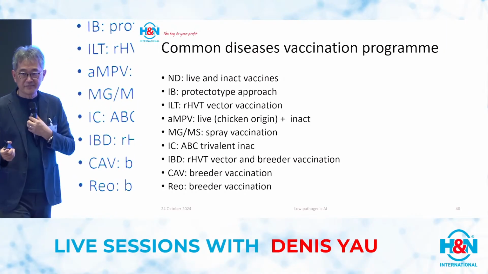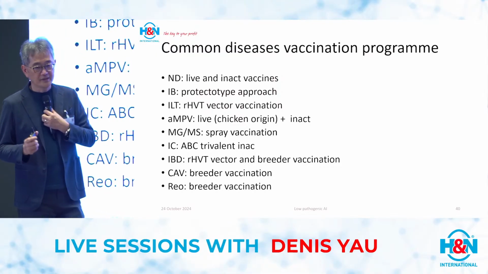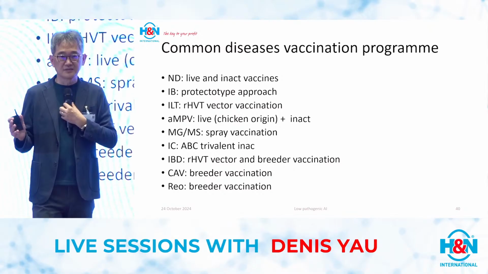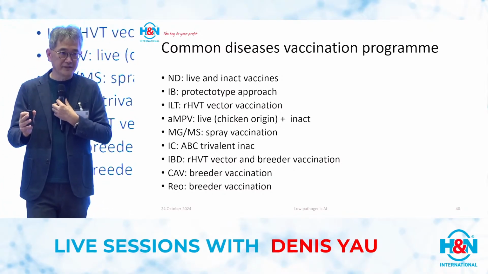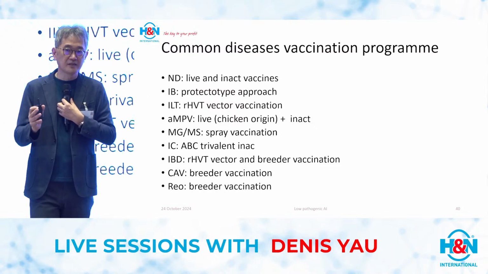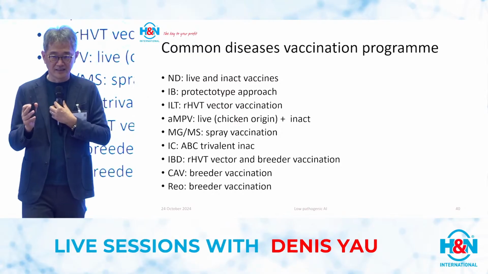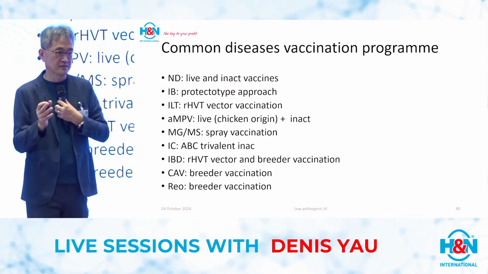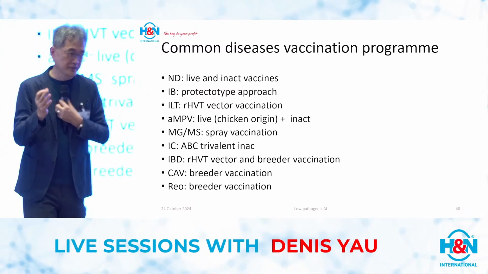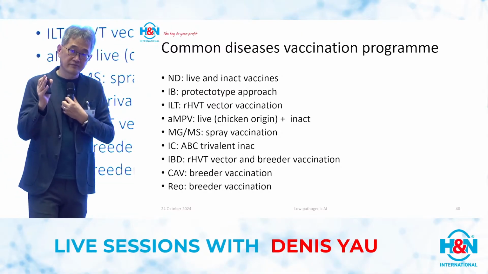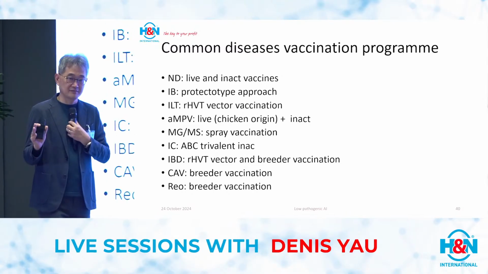And then chicken anemia virus. I don't know whether this is very commonly used in the breeders, but believe me, CAV needs to be a breeder vaccination like AE, avian encephalitis. As responsible breeders, you have to do 1 vaccination before production, and that's it.